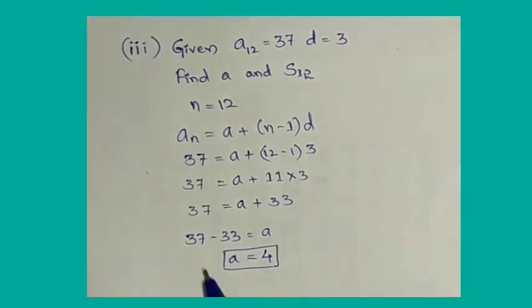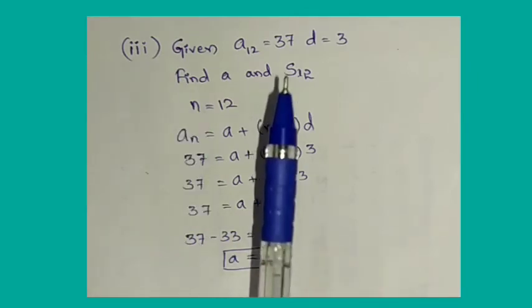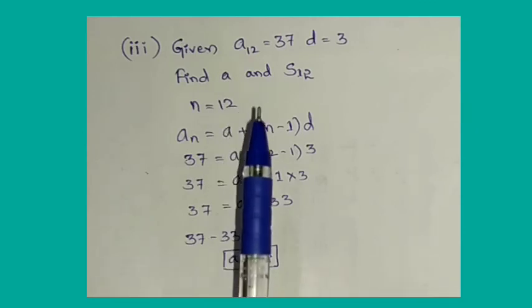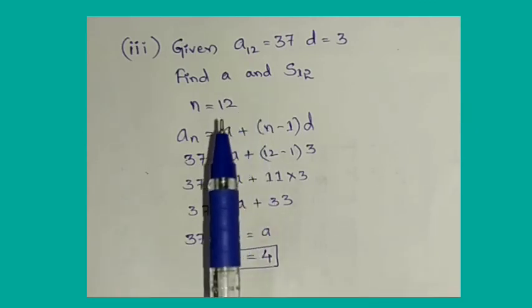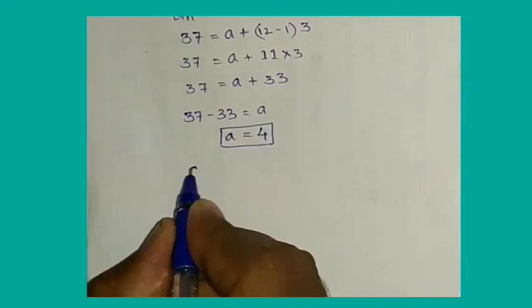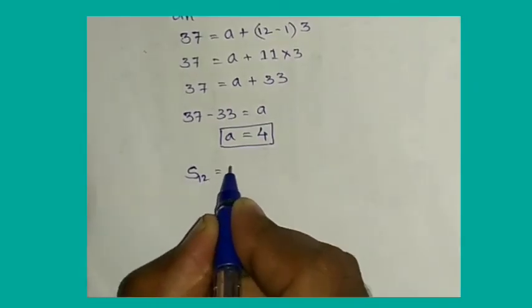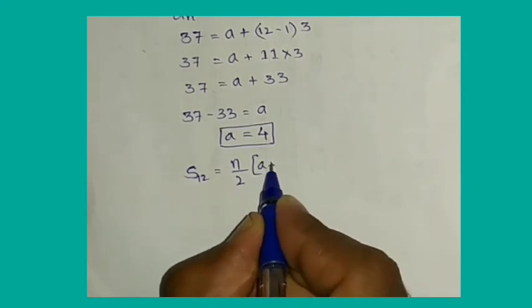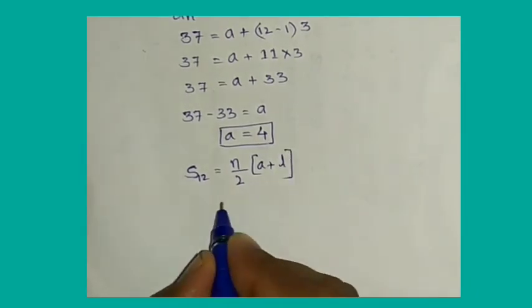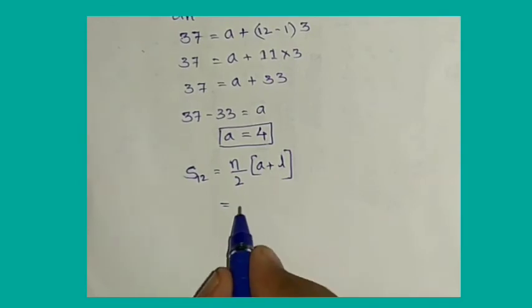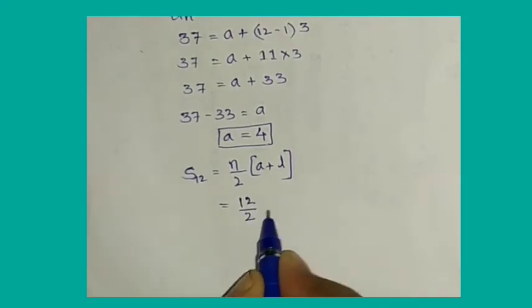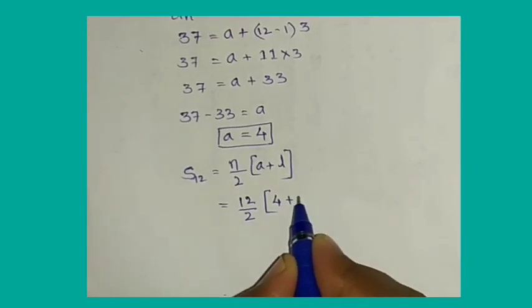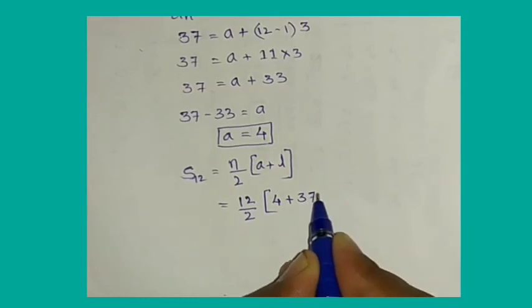Now we know the a, we know the d, and a12 also, that is the last term, that is 37. Now we find the S12. It is very simple. Use again S12 equal to n by 2 into (a plus l), the last formula. So what is n? n is 12, so 12 by 2. What is a? a is 4, and l, that is the last term, that is 37.